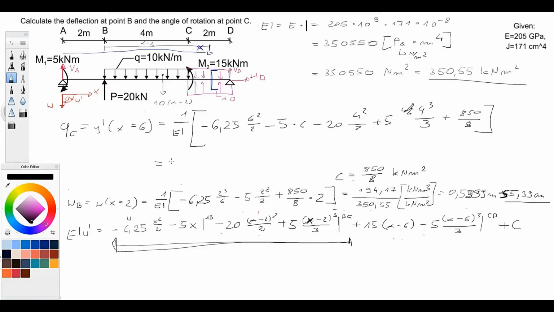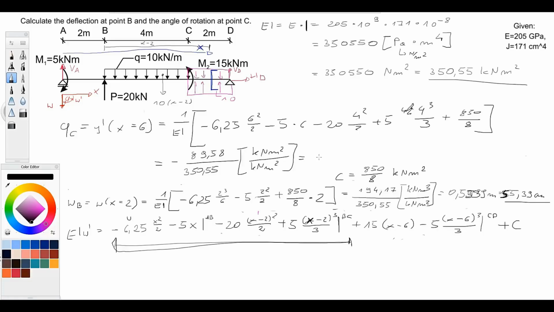We quickly throw it into the calculator. Minus 625 times 6 squared over 2, minus 5 times 6, minus 20 times 4 squared over 2, plus 5 times 4 cubed, plus 858. We get minus 89.58 over EI. EI is 350.55. Quickly, the units: kilonewton times meter squared divided by kilonewton times meter squared. Sees nothing.